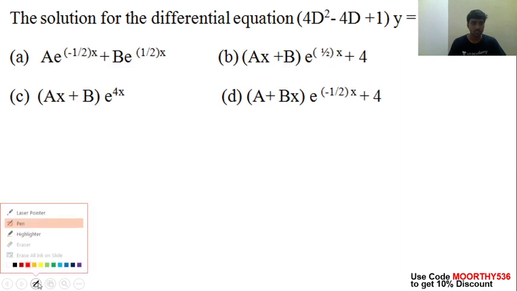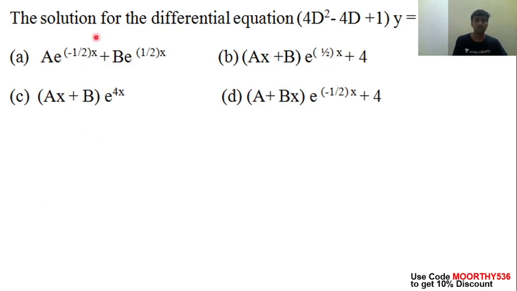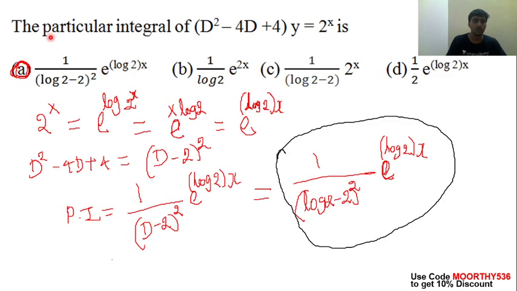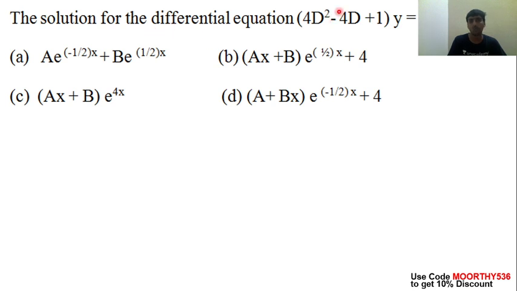Yes, this is the next question for you guys. The solution of the differential equation (4D² − 4D + 1)y = 0. In the previous case, they asked about the particular integral. Here, we need the solution for the differential equation, so we need to identify both the LHS as well as the RHS.